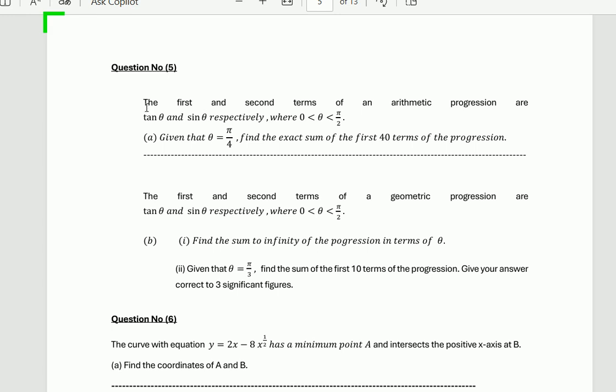Question number 5: the first and second terms of an arithmetic progression are tan theta and sin theta respectively, where 0 is less than theta less than pi by 2. Part A, given that theta equals pi by 4, find the exact sum of the first 40 terms of the progression.